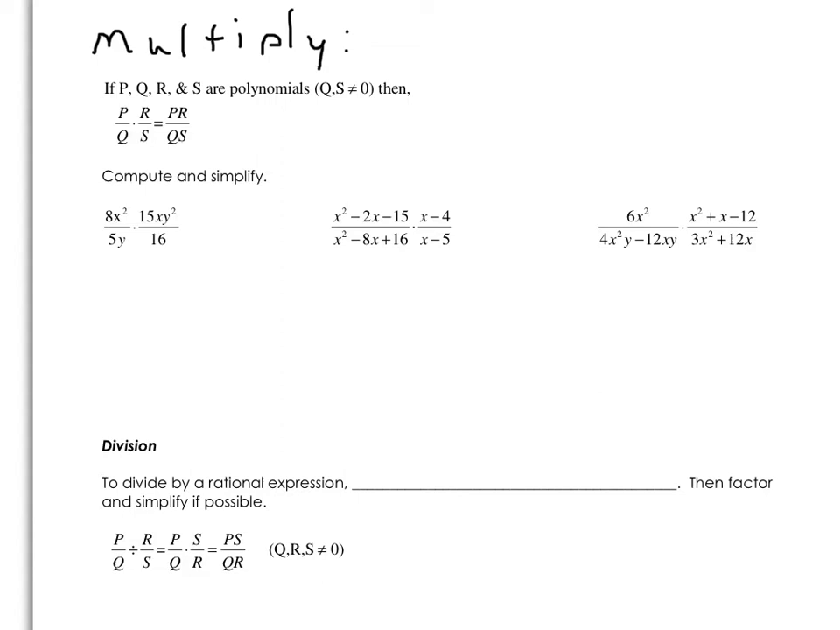Let's continue on with 5.1. We're going to multiply rational expressions. So if P, Q, R, and S are polynomials, and Q and S cannot be 0 because they're in the denominator, then when you're multiplying a rational expression P over Q times R over S, you just multiply the numerators together and you multiply the denominators together.